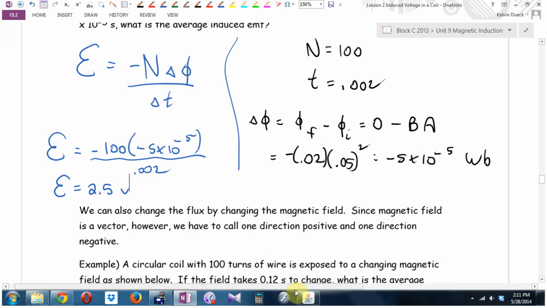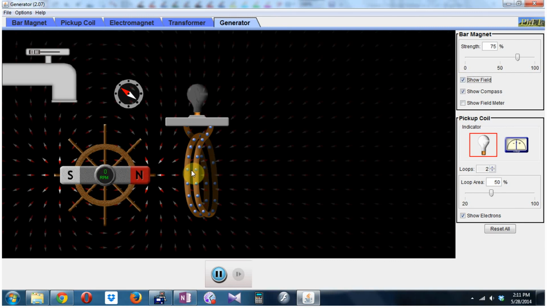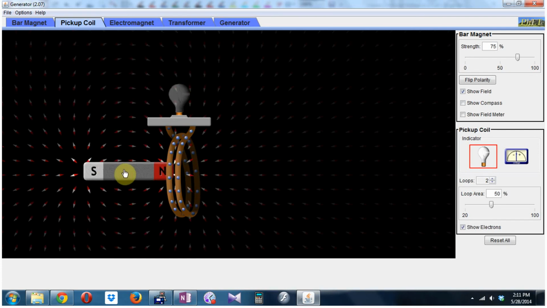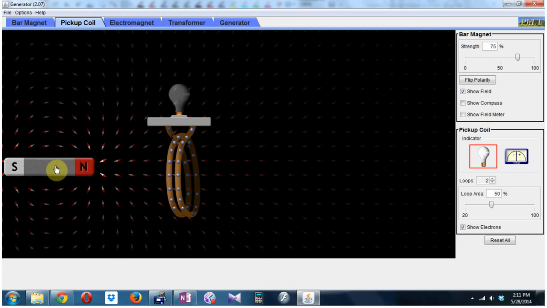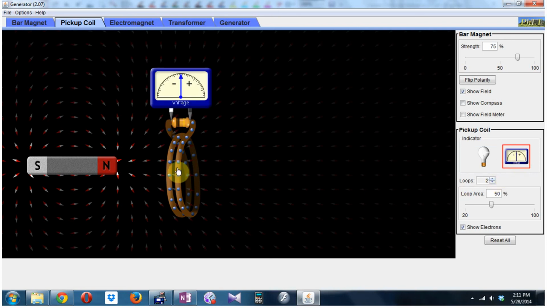Put your pencils down, look up. Okay, so here's my magnetic field. Here is my induced current, my coil. How can I change the flux? One way is to move the magnet closer or further away, because by doing that, can you see the light bulb start to glow briefly? By doing that, I'm changing the amount of magnetic field, the amount of flux. In fact, instead of having a light bulb, I can give you a voltmeter.